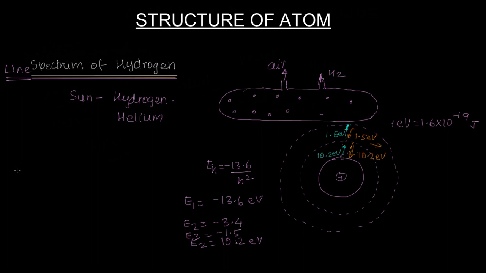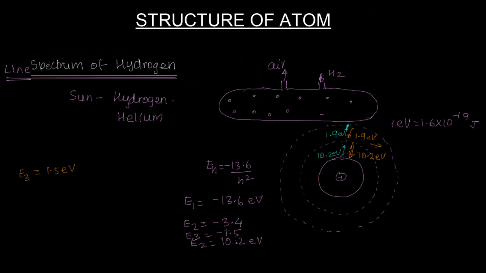So let us say my electron went to E3. At E3, it was having an energy of 1.5 eV. What is the difference between them from E2 to E3? It is 1.9 eV, is it not? So this will be 1.9 eV. I'm extremely sorry for the mistake. So this is 1.9 eV, right?